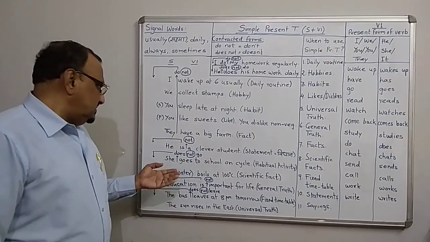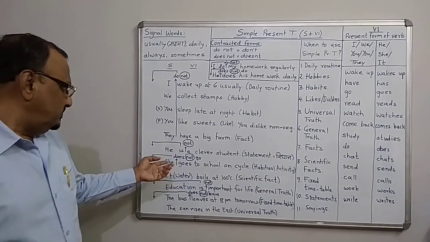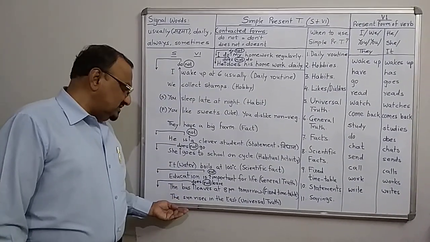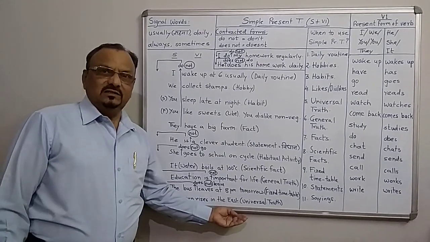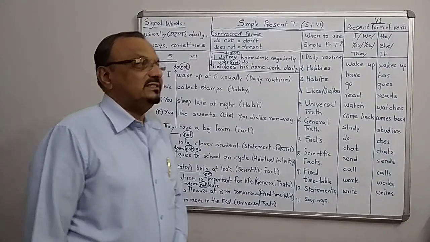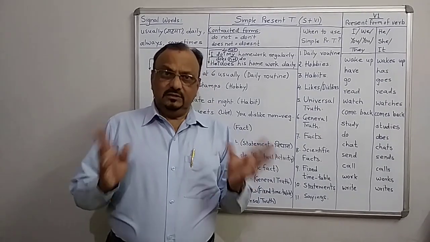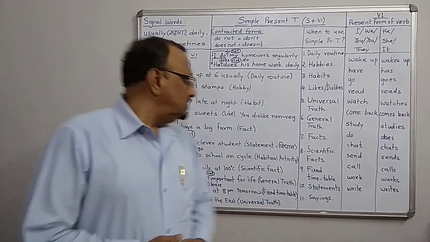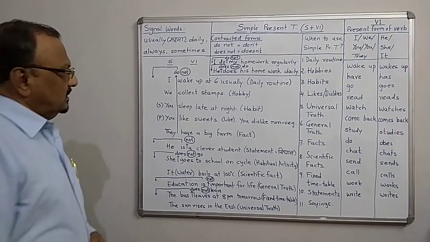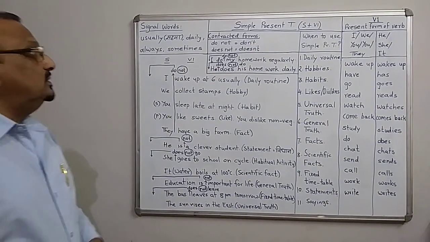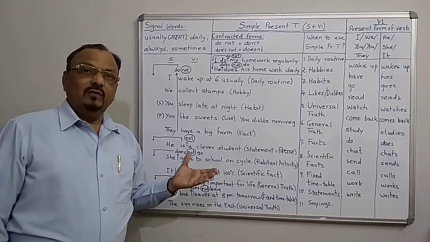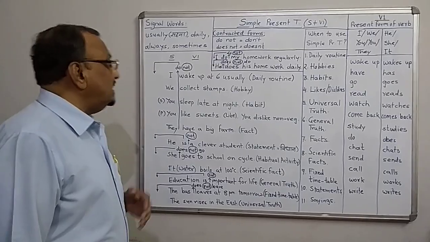Now this is universal truth. Where is that? The sun. The sun rises. You can also say the sun sets in the west. It's a universal truth, or you can always say the earth moves around itself. These are universal truths. Okay. Now these are all affirmative sentences. म्हणजे होकारार्थी वाक्य. Now how to make them negative?